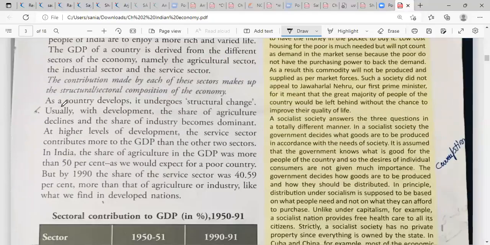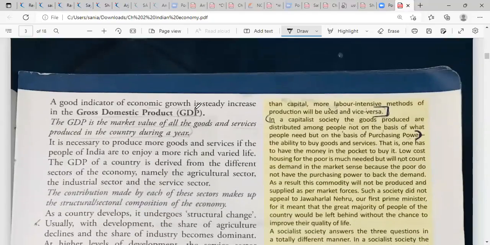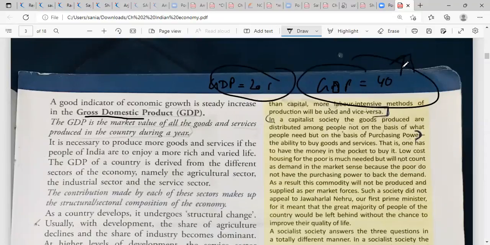Now basically what happened, a good indicator of economic growth is steady increase in GDP. So for example, if your GDP is increasing, for example, the GDP of India is 20 and the GDP of Saudi is 40. So just by comparing GDP, you can say that, okay, Saudi economy is growing, right? Why? Because the GDP is more, right?